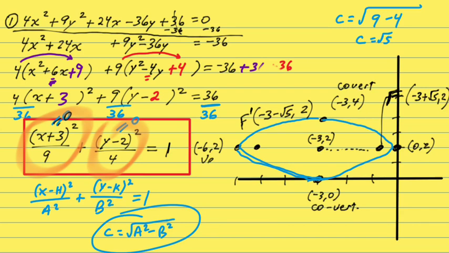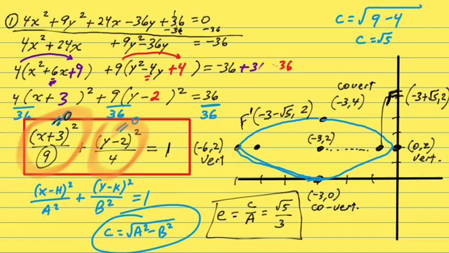I have my vertices labeled. I have my focus and my center labeled. And that's all I could ask on this, other than perhaps you might give me eccentricity. That's c over a. So c is radical 5. A squared is 9, so a is 3. So that would be the eccentricity.